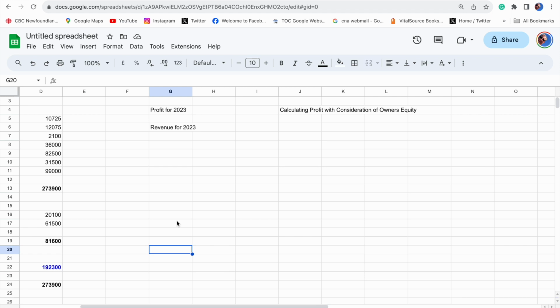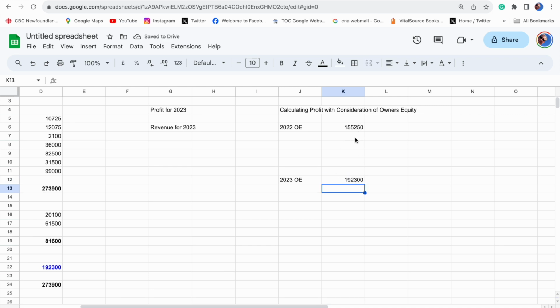What do we have? Well, we have information with regards to owner's equity. We know the owner's equity in the beginning year. So let's say, for example, 2022 owner's equity. At the end of 22, we know that the owner's equity then was 155,250. Okay, we determined that. We know too that the owner's equity at the end of 2023 was 192,300. Wow, there's a difference there between the two.